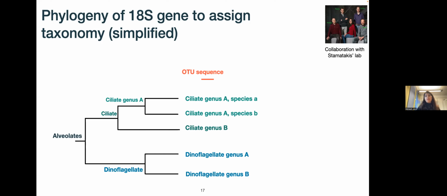And then we could phylogenetically place each OTU. We can insert it one by one onto every single branch of the tree. And then for each placement, we can calculate the probability that the OTU belongs there. This is represented by the size of this circle. So in this example, we can be very confident that this OTU sequence is a ciliate and probably belongs to ciliate genus A. All of this information together is used to calculate the taxonomy of the OTU.